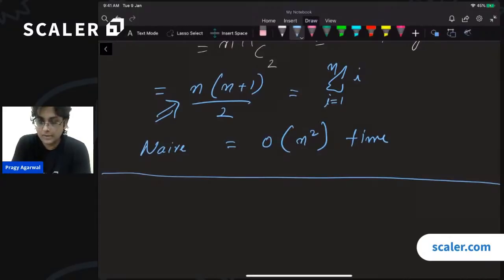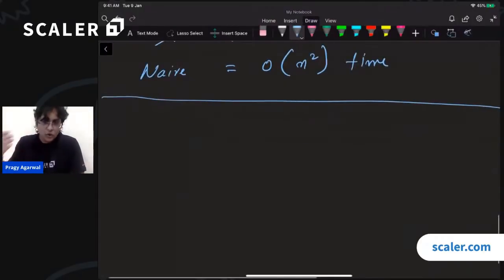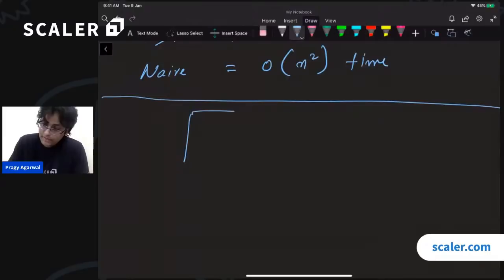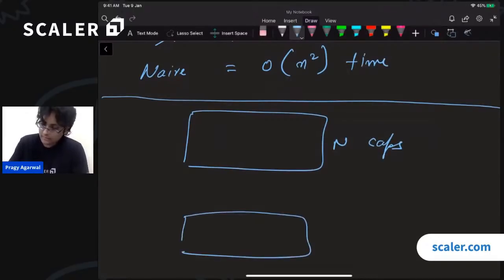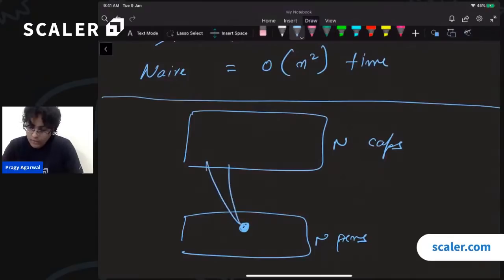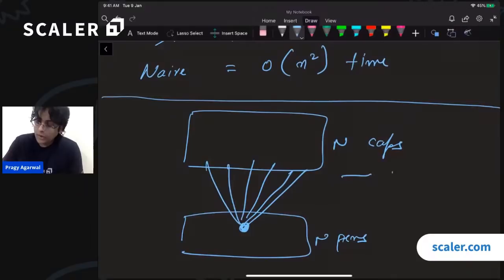So I see a couple of approaches in the chat. All right. So let us think what really happened. Let us go back to this example. Suppose that there were n caps and there were n pens. We took one pen, and we tried it with all the different caps. Right. What did we gain out of this? What information did we get out of this?